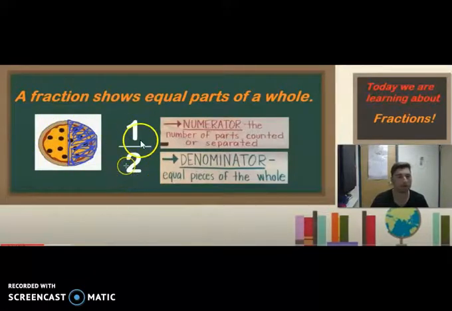If we are talking about half of a pizza, or 1/2, the numerator represents the number of parts counted or separated. So 1/2, or 1 out of 2, so we have 1 part here, 2 parts here, cut in half, equal pieces, equal parts. 1 out of 2 of the parts have been shaded or eaten. And the denominator, the bottom number, represents equal pieces of the whole. There's two equal pieces, 1, 2, and one of them has been eaten, so the numerator identifies the one part that's missing, and the denominator represents the 2 equal parts in total.